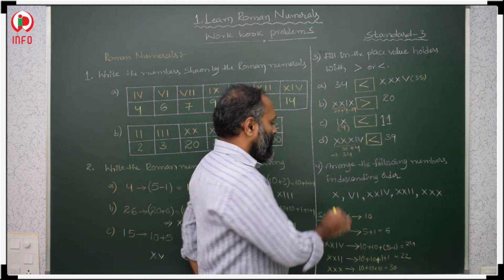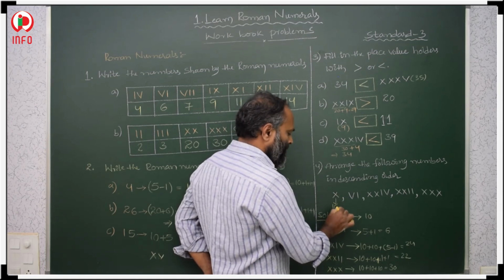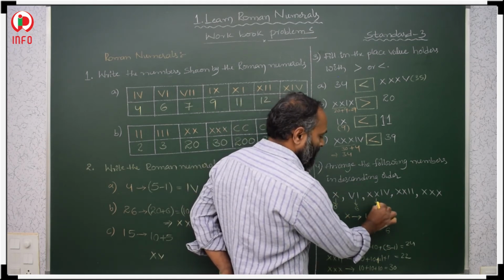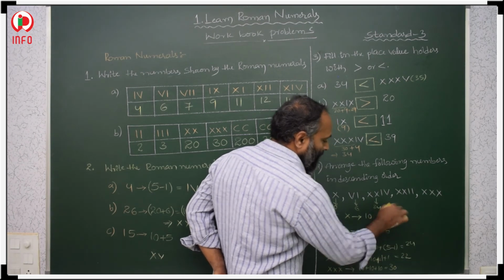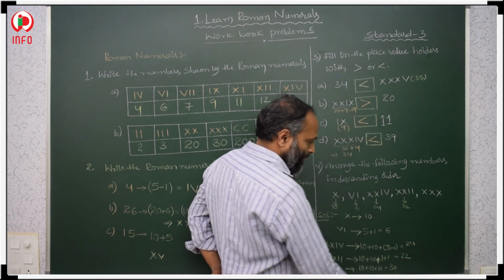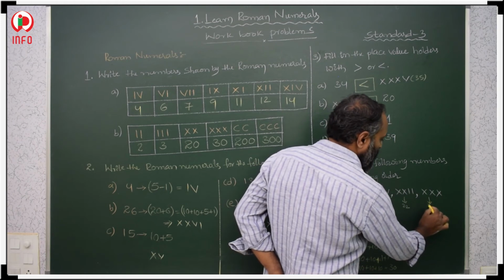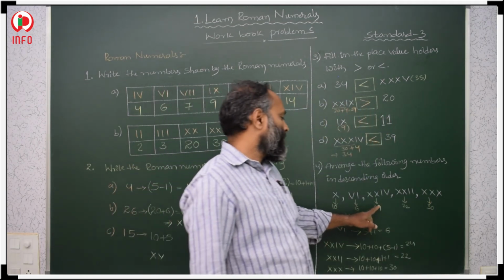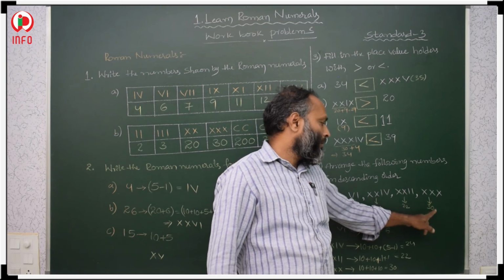The first one is 10. The second one is 6. The third one is 24. The fourth one is 22. The fifth one is 30. So we have 10, 6, 24, 22, 30.